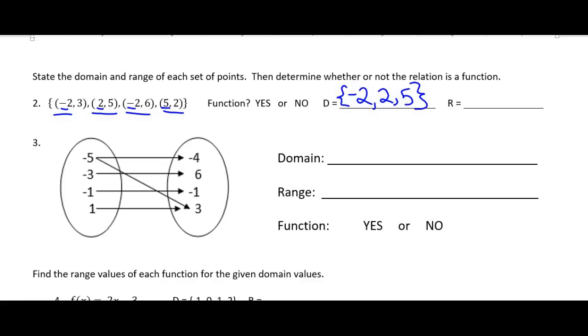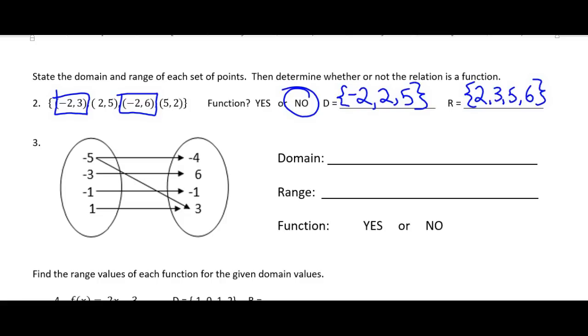The range is 3, 5, 6, and 2. So 2, 3, 5, 6. I'm not too picky on the order you listed in. If you list it out of order, I'm fine with that. Is this a function? Yes or no? Again, like up above, we're looking for every x being paired up with only one y. If I look right here and here, -2 is paired up with 2 y values. So not a function.